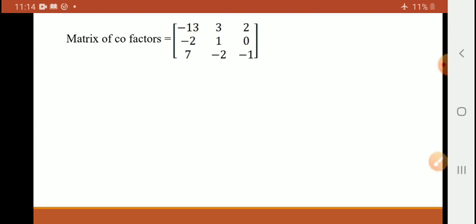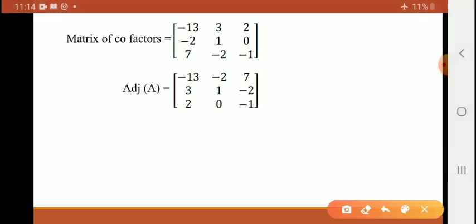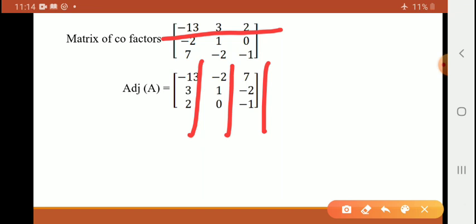To find the adjoint, take the transpose of this matrix. Transpose means convert row to column. Okay. So minus 13, 3 2 is a row, here it is a column. Minus 2 1 0. 7 minus 2 1. 7 minus 2 minus 1.